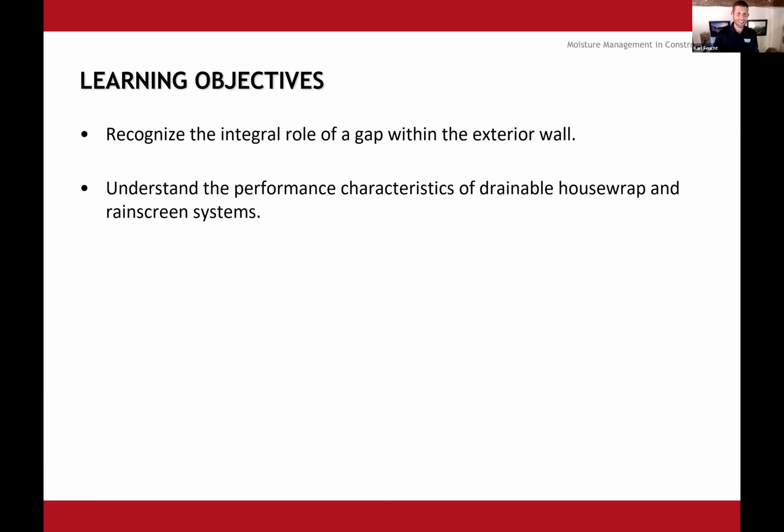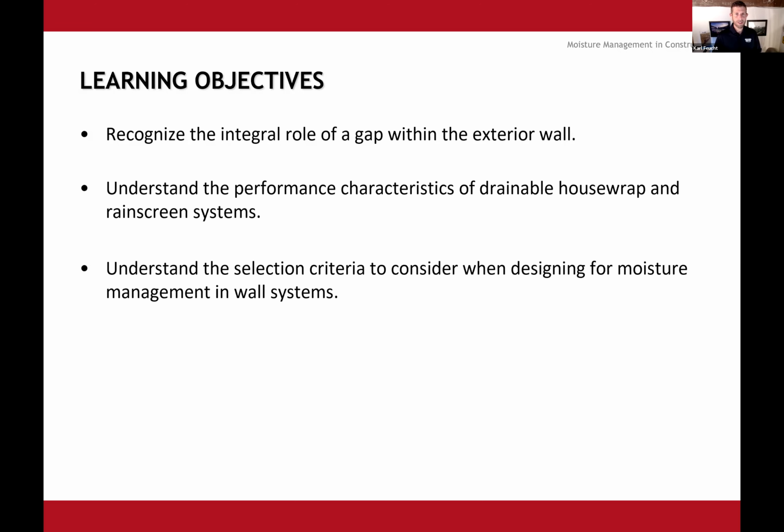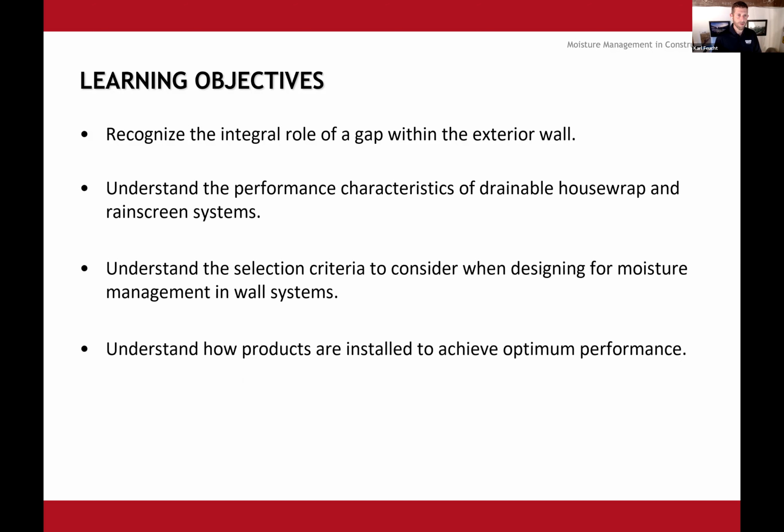We're going to talk about the difference between a drainable house wrap and a rainscreen system. A lot of times those are used interchangeably, but there are some important distinctions between the two. And we're going to talk about not just the differences between the two, but when we want to use which system, because there are a variety of factors we want to consider. And then we're going to talk a little bit about how some of these products are installed.